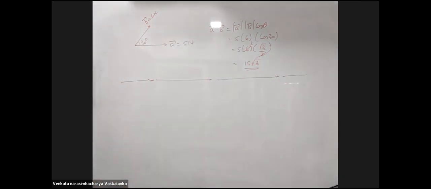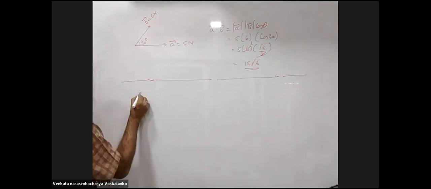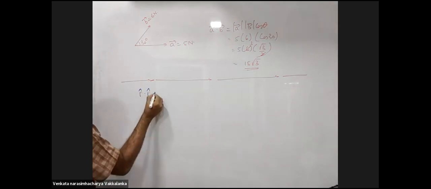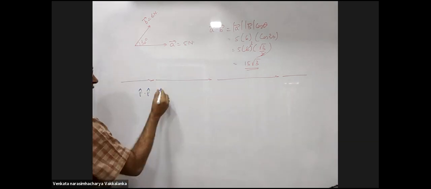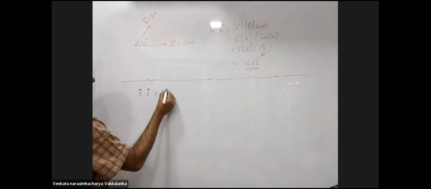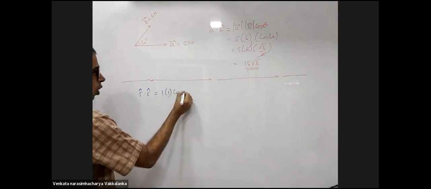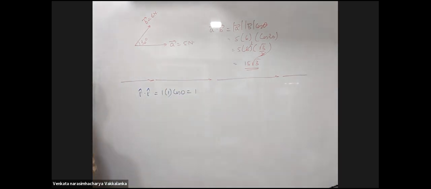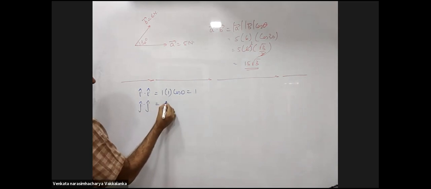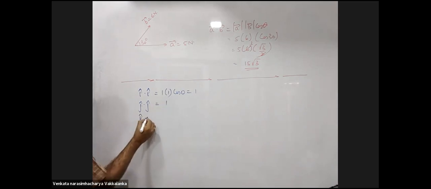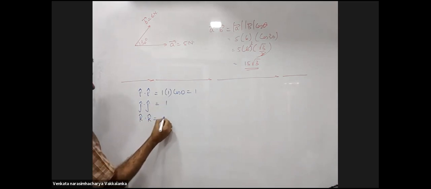I dot I is how much? Magnitude of I is 1, magnitude of I is 1, cos 0. Will it be 1? Yes. J dot J is 1. K dot K is 1.